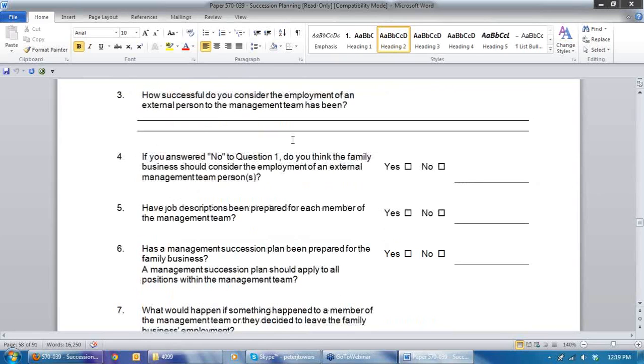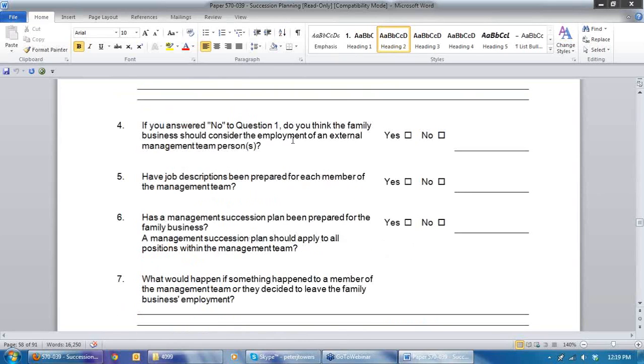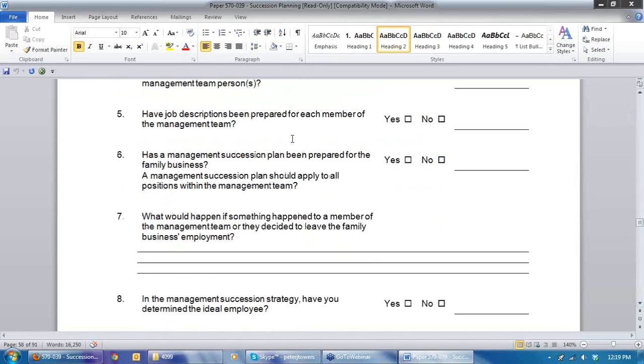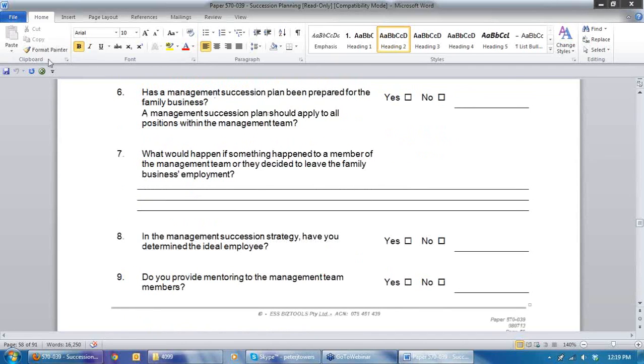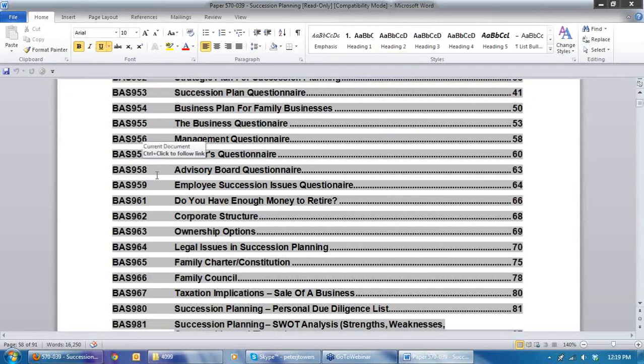So have job descriptions been prepared? Is there an authority chart? Do people understand what their roles are? Has the owner ever been away from the business for any length of time, 3 or 4 weeks on a holiday? And has the business continued to operate? So there's some of the questions you might consider.